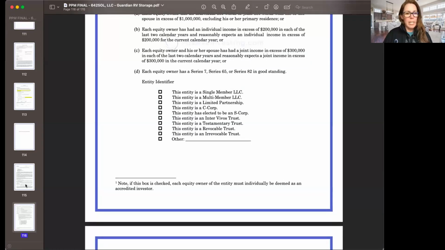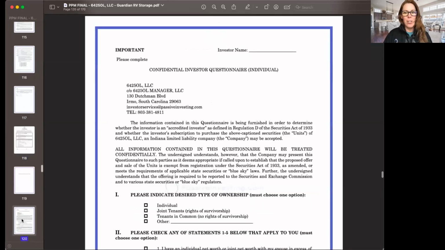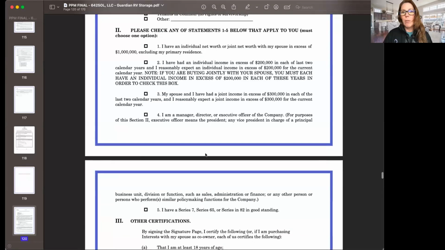All right. Now, here's the LLC tax form. So remember, if you're investing as an entity, we need to know who is the underlying person that is a member of that LLC. So we need to have visibility there. You'll need to fill something like that out. That's pretty standard. And again, you can also fill out this investor questionnaire as an individual, and hit one of those 4 or 5 ways in order to qualify as an accredited investor.